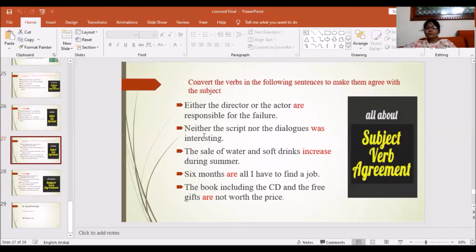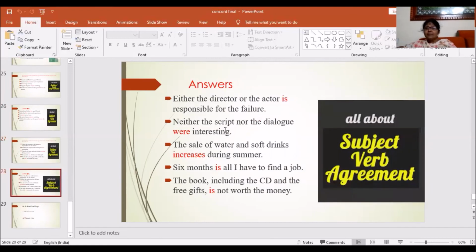Similarly here also, neither the script nor the dialogue was interesting. Two different things, right? Neither the script nor the dialogue were interesting, right? Next one.